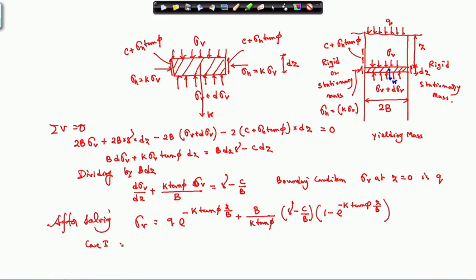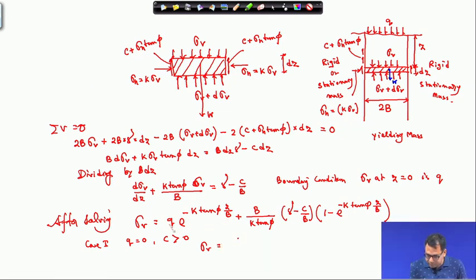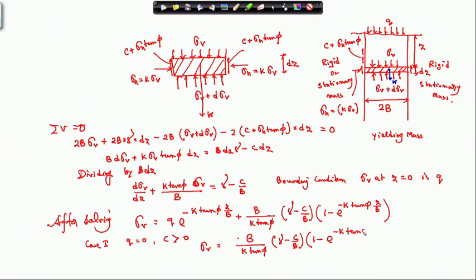Now for different conditions. For case 1, if your q is equal to 0 and c is greater than 0, not equal to 0, then your sigma v will be, q is 0, so this part will be 0, B by k tan phi (gamma minus C by B) (1 minus e to the power minus k tan phi z by B).